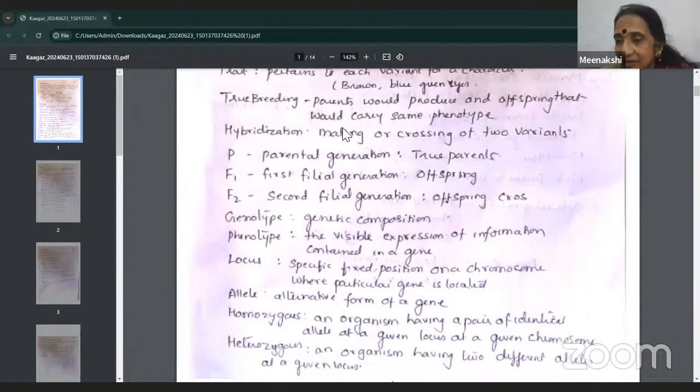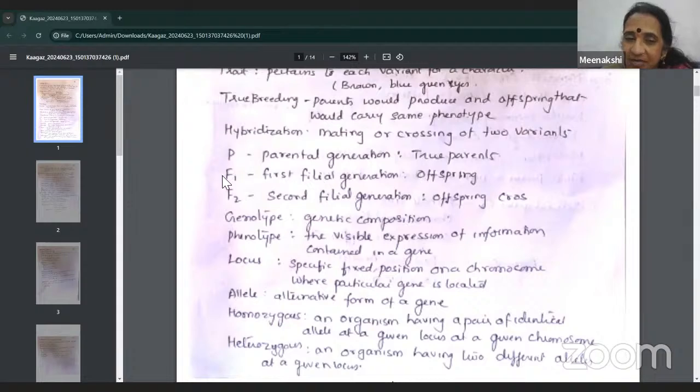So in Mendelian inheritance, we always refer to P, F1, F2. P is the parental generation, where the two parents have been taken, the pure breed of the parents, for the crossing to produce the offspring.